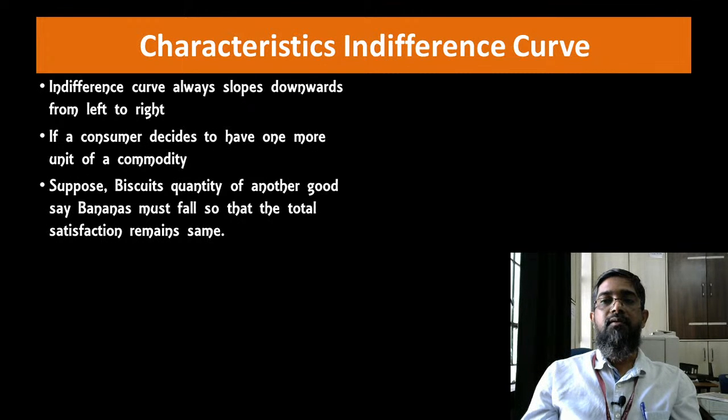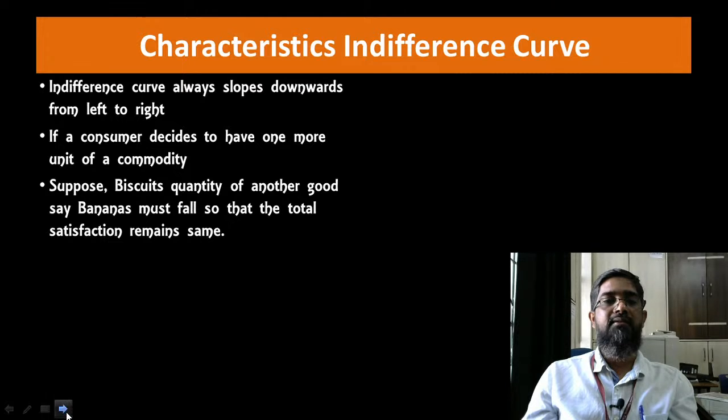That is shown with the help of this example. You can show that the indifference curve slopes from left to right, and you can cite this example of biscuits and bananas.